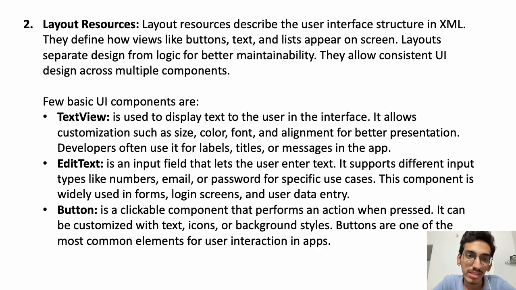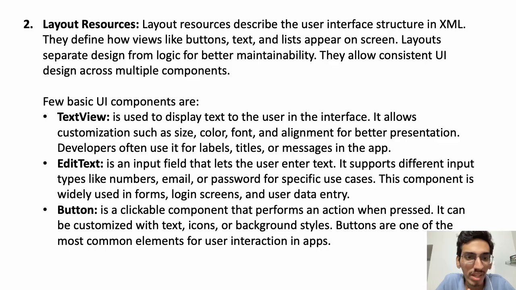Now coming to the second resource type, that is layout resource. A layout resource is used to define UI elements such as text, buttons, or input fields, and so on. These are used both for defining the UI elements and for placing them in the activity, which allows maintainability and easy accessibility for the users. There are a lot of UI components. We'll look at around 3 UI components which are very basic and widely used among most applications.